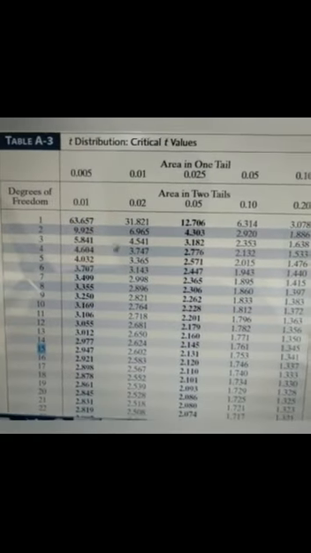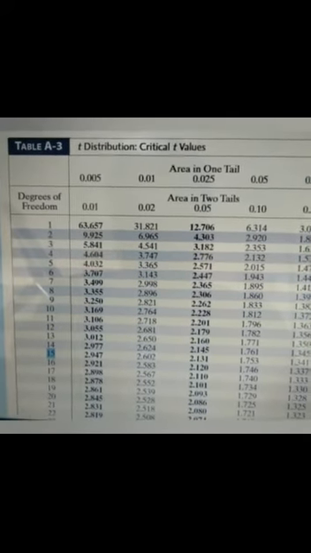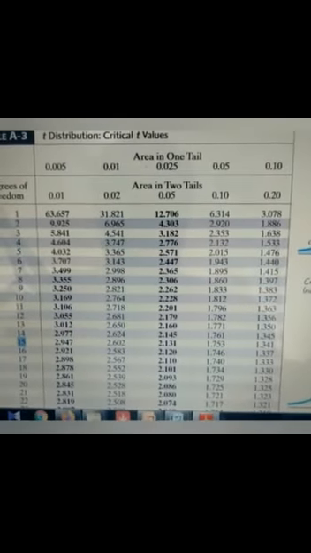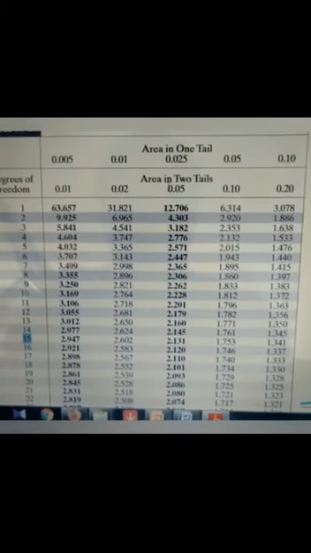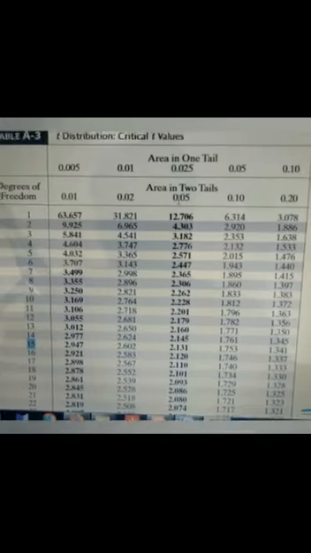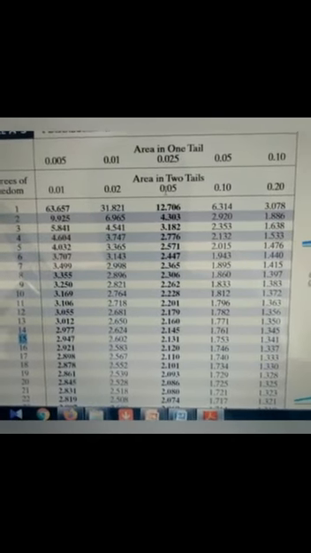So let's check how we can find the critical value. This is the T table. Here you can see it says degree of freedom. These are the degrees of freedom, and these are the alpha levels. Here you can see our alpha level is 0.05, as we have decided that the alpha level will be 0.05.